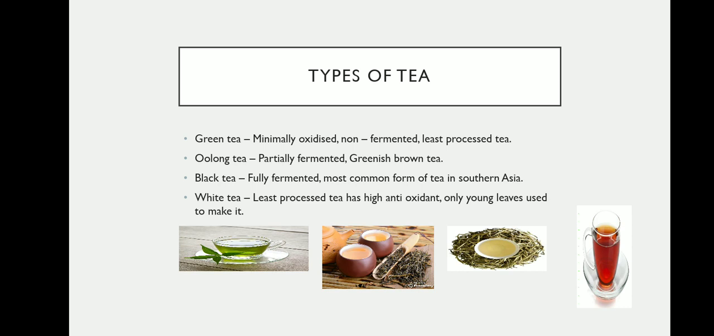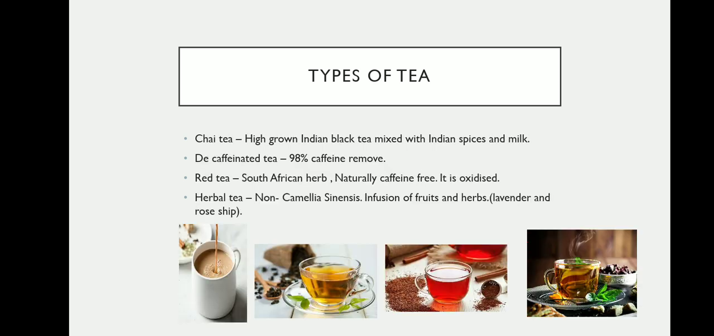Third one, black tea. Fully fermented, it is the most common form of tea in southern Asia. Then white tea. Least processed tea, it has high antioxidant. Only young leaves are used to make it. Then chai tea. High grown Indian black tea mixed with Indian spices and milk is known as chai tea. Decaffeinated tea is tea with 98% of the caffeine removed.